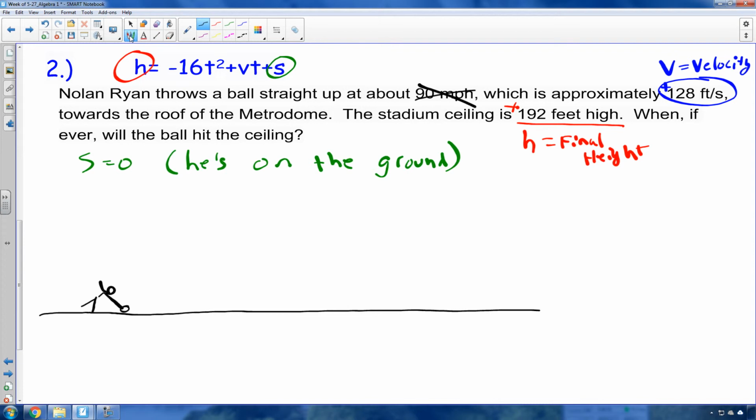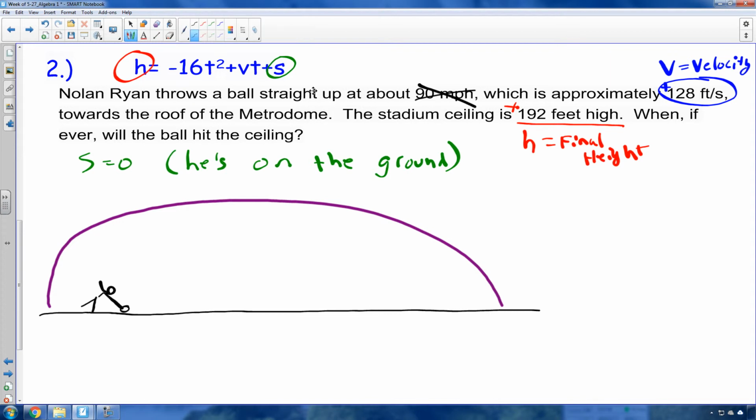Now I'm going to draw in the Metrodome, and because it's in Minneapolis, Minnesota, which is like the Vikings territory, we'll make it purple. So this is the Metrodome. Now it's not to scale, guys. It's not actually that big, but just let it be, okay? So he throws the ball up, and we know that he throws it up, and it gets to a height of 192. This is 192 right here. So let's think about the equation that we're going to have.